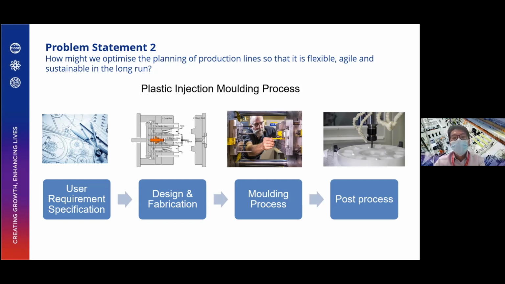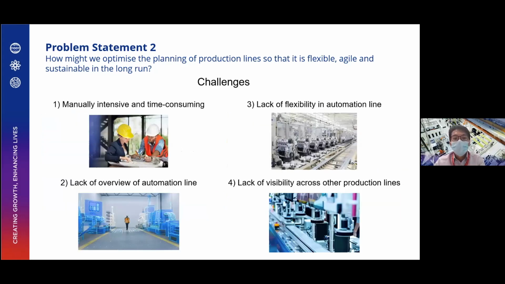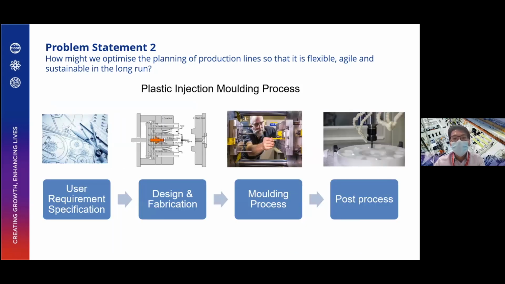So let me first start off with describing the process of plastic injection molding, which is the primary process behind the technology that we are trying to solve. So plastic injection molding is a manufacturing process that is used to produce plastic components in large quantity. It involves injecting molten plastic resin into a mold and allowing it to cool and form into a product. So the first step in this process is user requirement specification. It involves receiving part requirements such as product details, material type, and production volume from the customer.